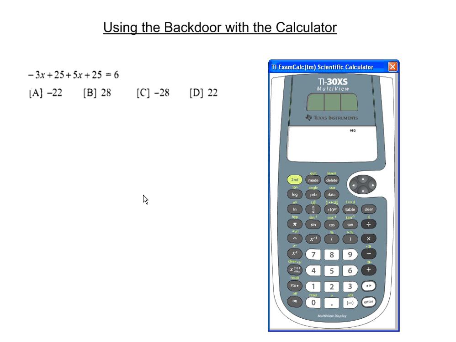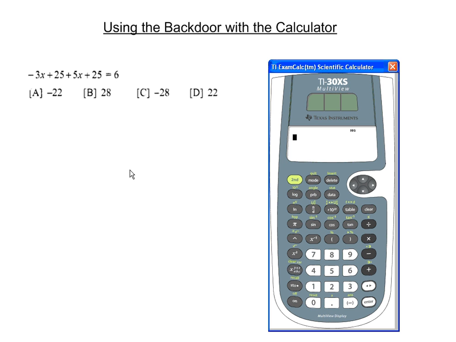The way that we would use the back door is we would take our answers and plug them in for X and plug that into the calculator. Now, because this is an equation, this equal sign means that the left-hand side must equal the right-hand side. So I can plug the answers A, B, C, and D in for X, and if the left-hand side is equal to 6, then that has to be my answer.